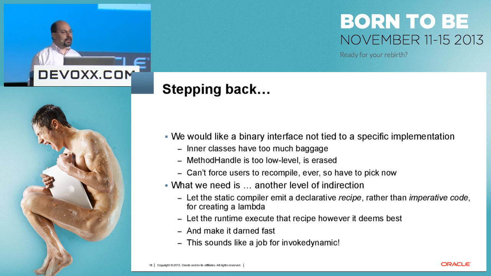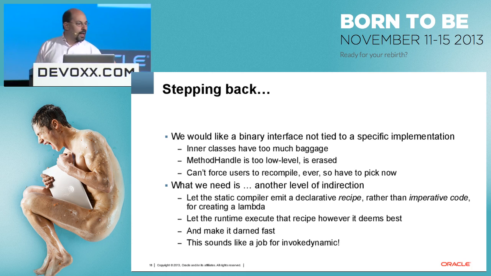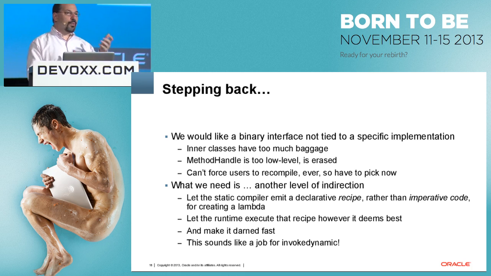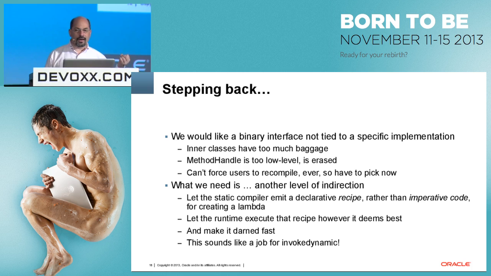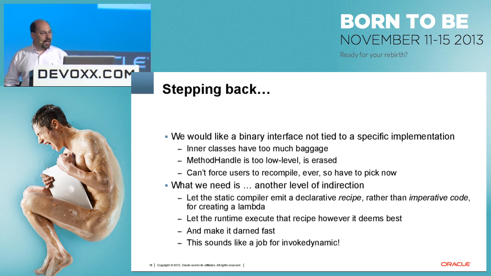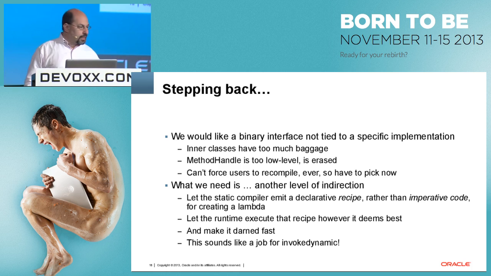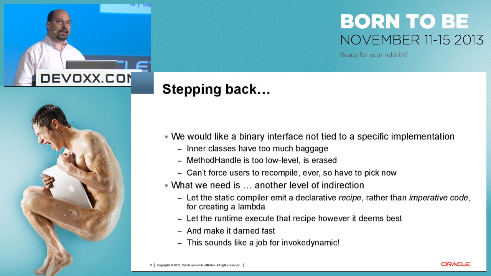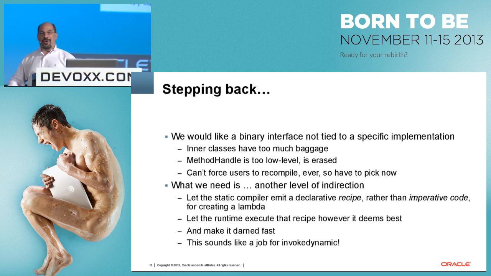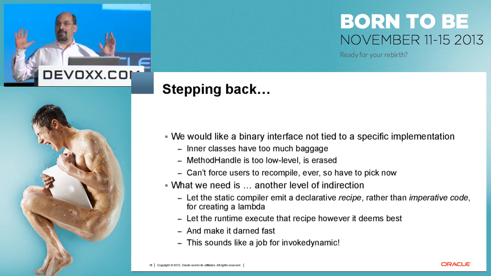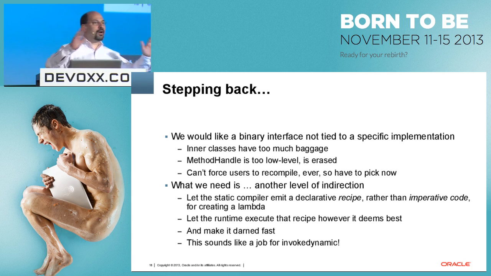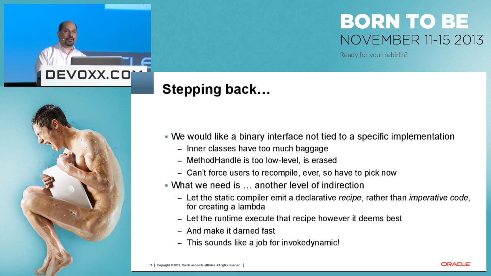What we'd like is a binary representation of lambdas in class files that isn't tied to a specific implementation. Inner classes have too much baggage, method handles were erased, and we don't ever want to put users in a position of saying, oh, we came up with this great new way to compile lambda expressions, all you have to do is recompile all your Java classes. We're not willing to ask our developers to do that. Some languages are, we're not.